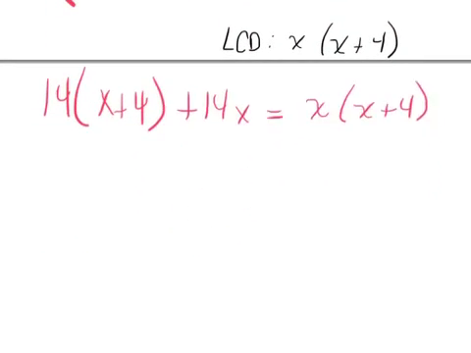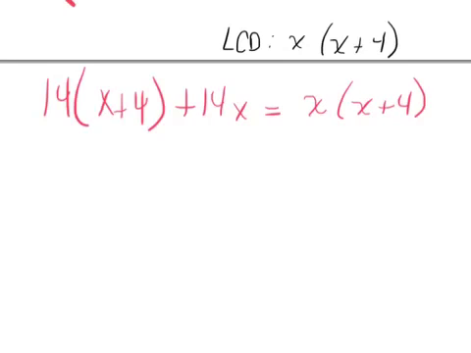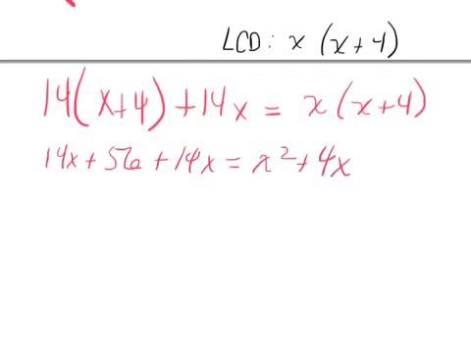What should we do? Distribute. 14x plus 56 plus 14x equals x squared plus 4x equals 28. Okay. Now, here's what we're going to do. You can't divide 14 by x plus 4 because it's plus 14x. Well, the problem is that you could divide the left side of the equation all by 14 to get rid of it, but then you have to divide each side by x plus 4. No, because of the 14x.